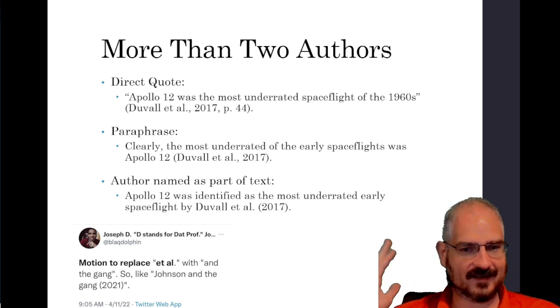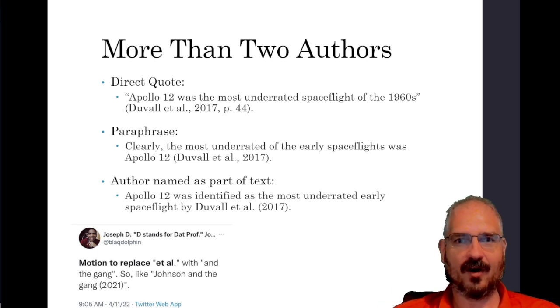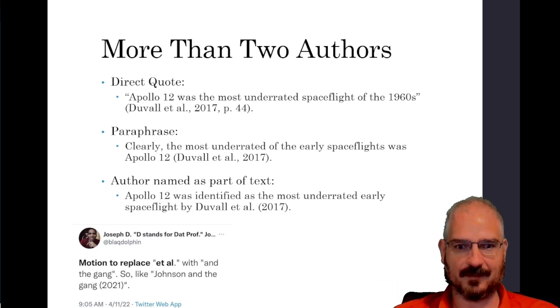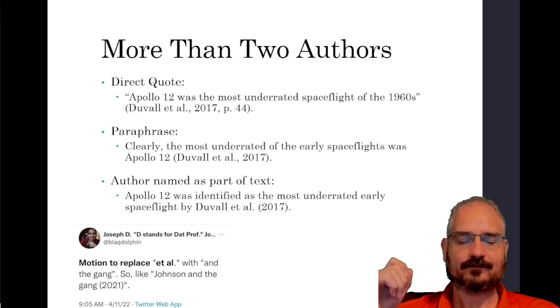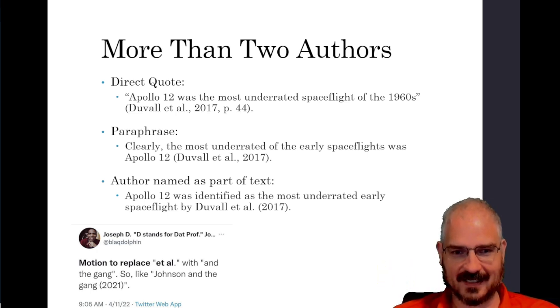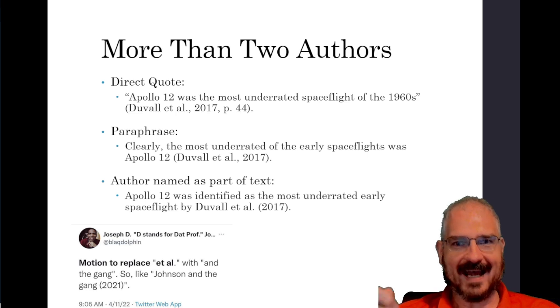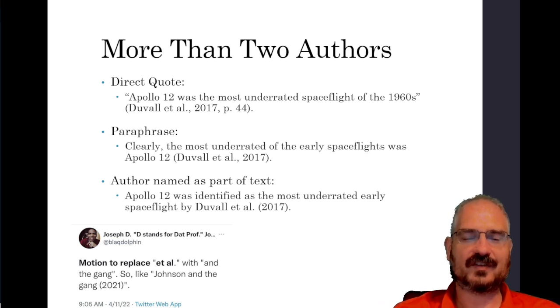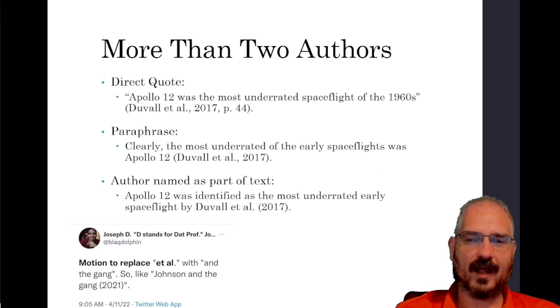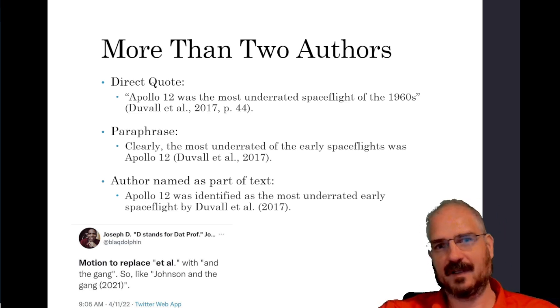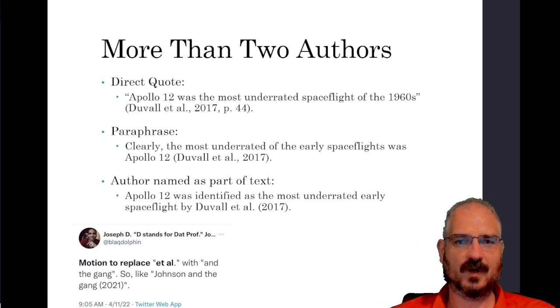So in this example that I've pulled up, it's Duval et al, comma, year, and then comma, page number if it's a direct quote, right? But all those same rules apply for direct quotes versus paraphrases versus authors named as part of the text. Punctuation always goes after the citation. But with et al, you can actually use that et al in the sentence, right? So Duval et al, parentheses, year, parentheses, found that this thing and this thing and this thing, right?